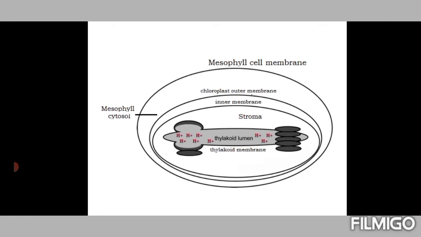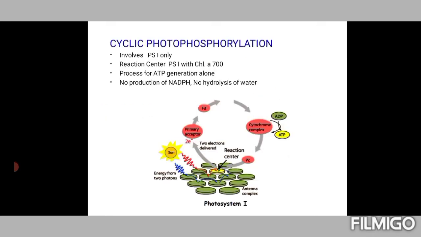This process will lead to ATP synthesis, which we will discuss later. Whether it is cyclic or non-cyclic photophosphorylation, it leads to accumulation of H plus ions here. As a result, there will be an electrochemical gradient between the thylakoid lumen and stroma, because of the accumulation of H plus ions inside the lumen. This proton gradient, this electrochemical gradient, will be the energy responsible for ATP synthesis.